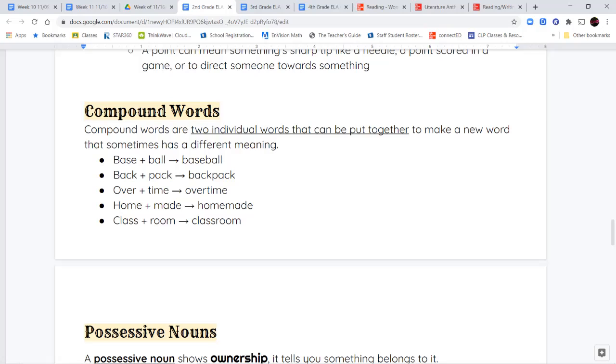So the word base and the word ball, you can put them together to make baseball. Back and pack, you can put together to make backpack. If you're looking at these words, you can see that each one of these is its own word. It's a whole word all by itself, but you are able to put them together to make a new word. So classroom, race car, homework, all these different words are called compound words.